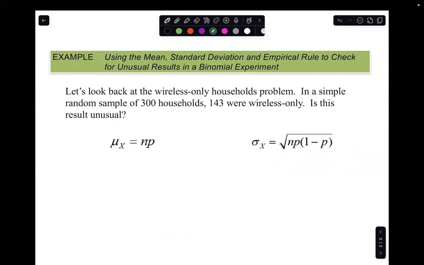I would like you to try this one. First go ahead and calculate the mean and the standard deviation. I'm going to give you a moment to calculate those. So we're looking at the wireless only households. It's 41%, our wireless only percent. In a simple random sample of 300 households, 143 were wireless only. Is this result unusual? Remember, they say that 41% of all households are wireless only. So go ahead and calculate that mean and standard deviation. I'm going to work quietly behind you.